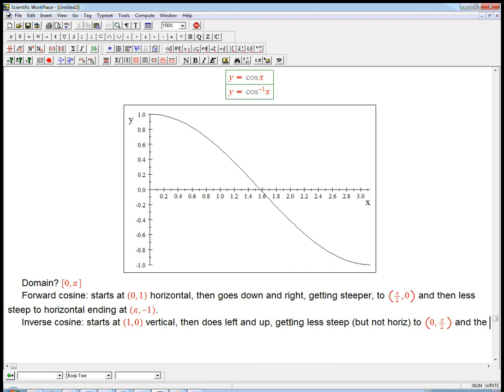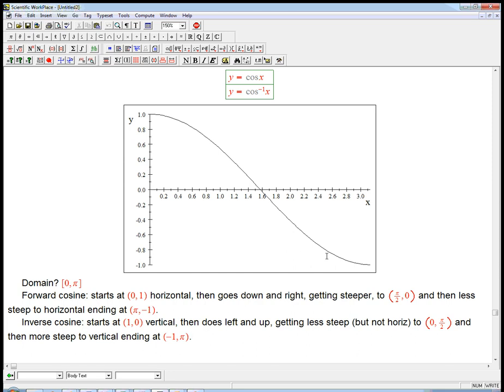And then back to more steep, to a vertical ending at (minus 1, pi). Okay, so again, I don't have it set up to do freehand, but if you just put your dot at (1, 0), then start out going vertical, then go left and up, getting less steep to this point, and then more steep to a vertical ending at this guy.